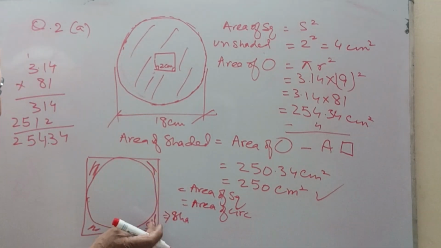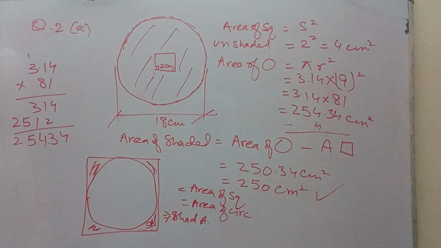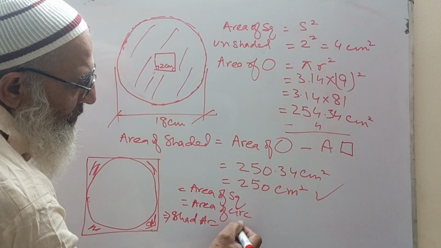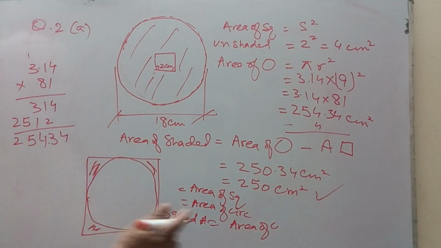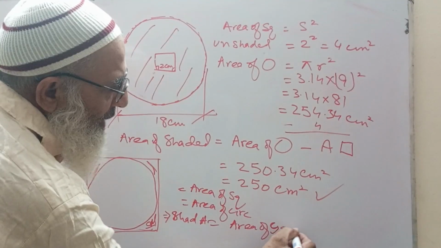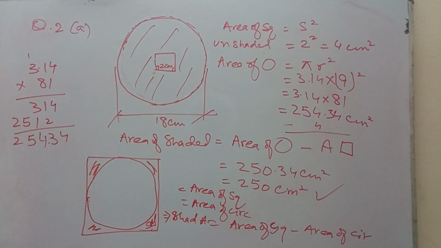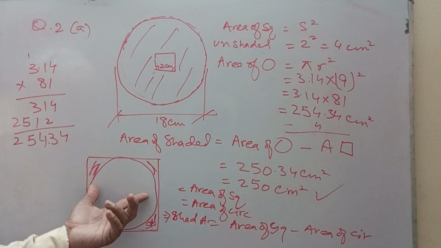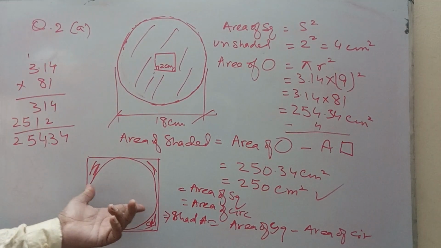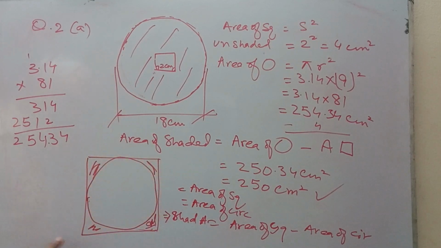Now this is the shaded area. This corner, and this one. The shaded area will be equal to area of square minus area of circle. So first find the area of square, whatsoever it is given, then find the area of circle. Just subtract the area of circle from the area of square, and you will get your answer.